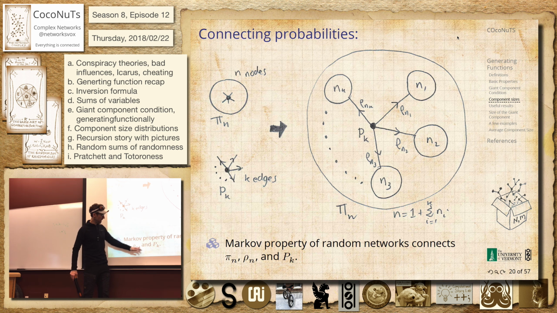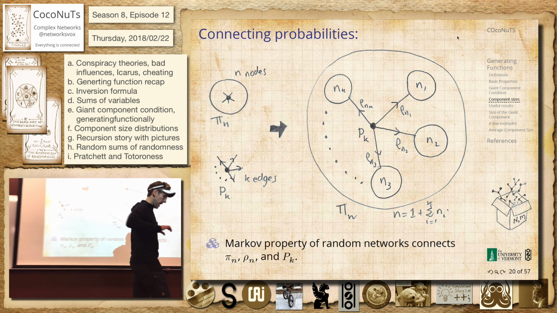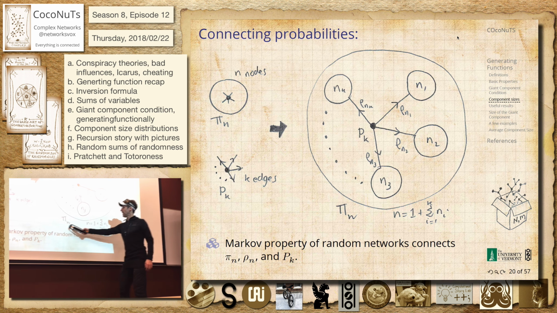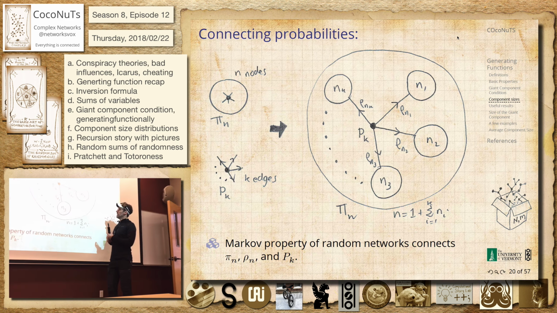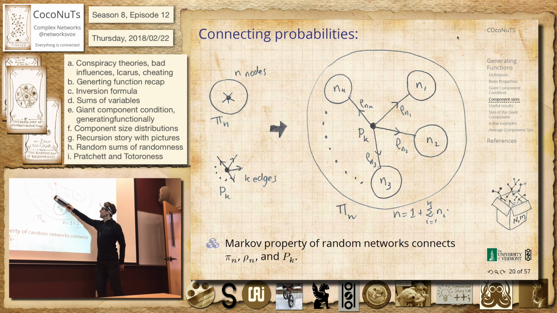So pi n, rho n, and p sub k. So we're going to tie this probability that we have n friends to the rho probabilities, right? Which is the probability that running along an edge leads to a finite component of size, in this case, n sub 2, n sub 3, n sub 1.